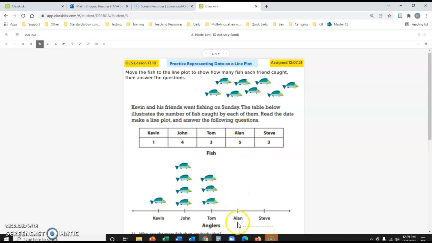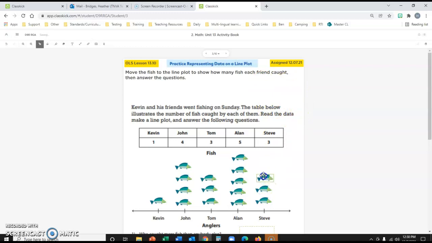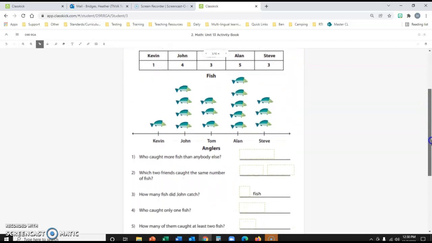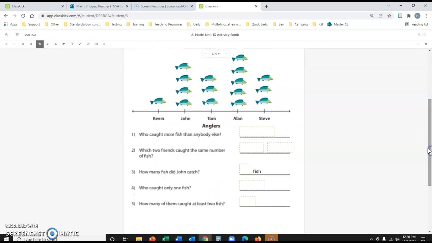Tells me that Alan caught 5 fish. So again, I'm going to take these fish, I'm going to move them on my screen. I'm going to take 5 of these fish and put it above Alan's name to show that he caught 5 fish. Steve caught 3 fish. All right, now that I have my line plot filled out, I can use this to answer these questions.